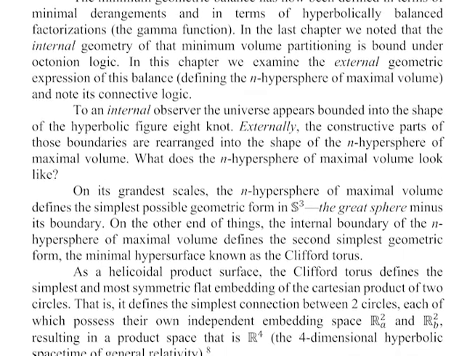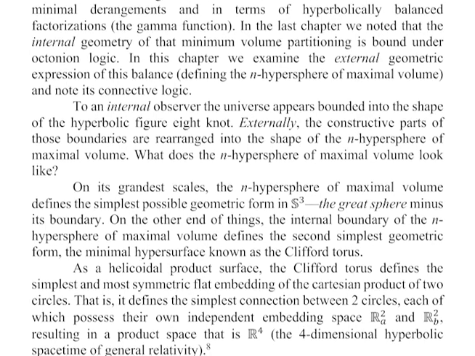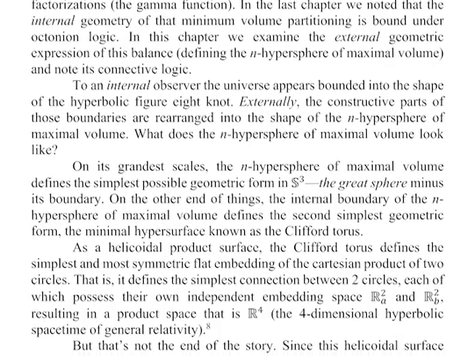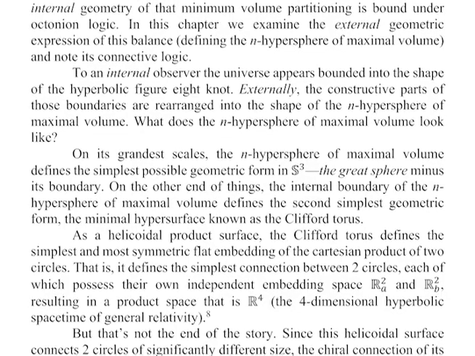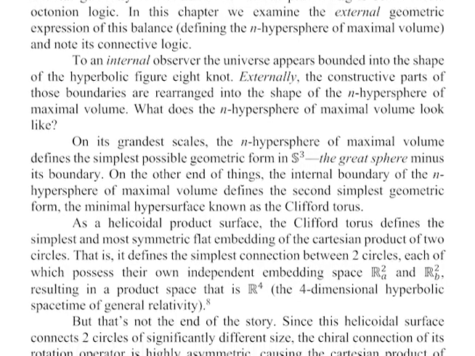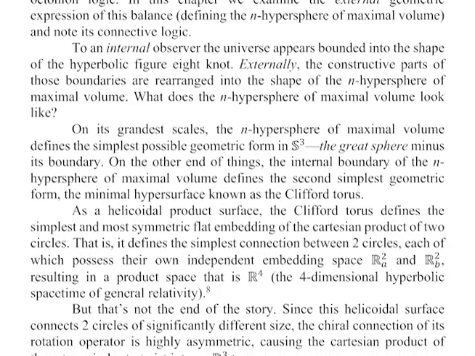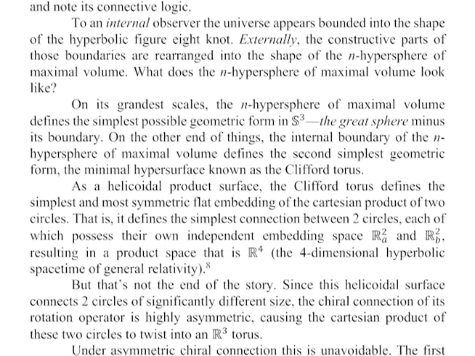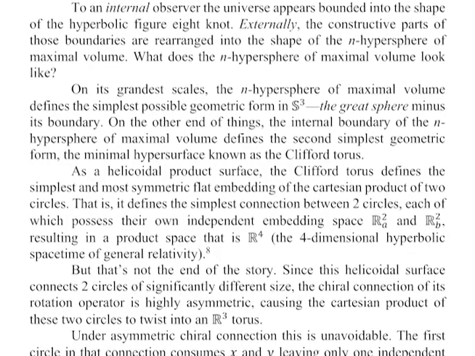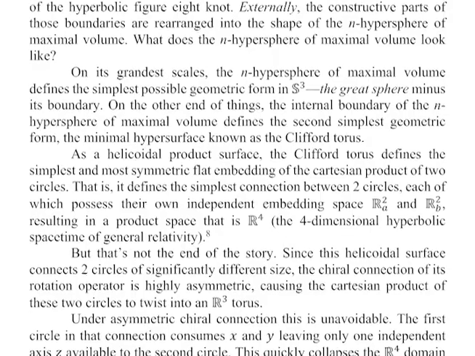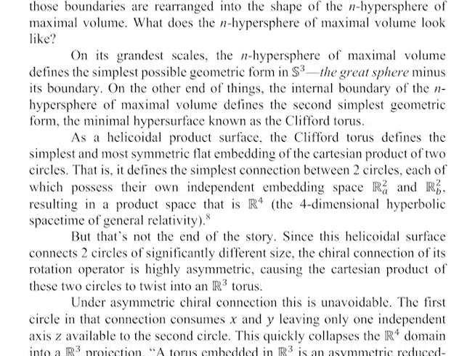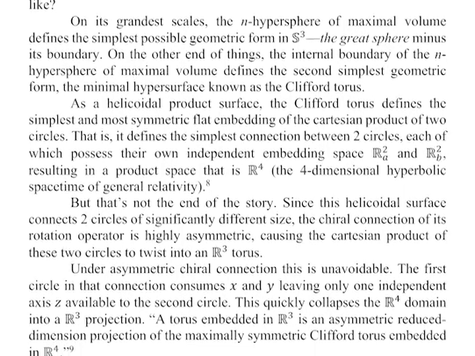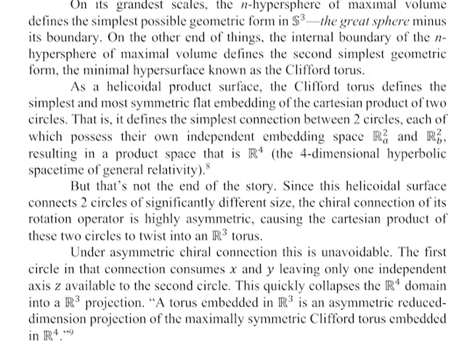On its grandest scales, the n-hypersphere of maximal volume defines the simplest possible geometric form in S3, the great sphere, minus its boundary. On the other end of things, the internal boundary of the n-hypersphere of maximal volume defines the second simplest geometric form, the minimal hypersurface known as the Clifford torus. As a helicoidal product surface, the Clifford torus defines the simplest and most symmetric flat embedding of the Cartesian product of two circles. That is, it defines the simplest connection between two circles, each of which possesses its own independent two-dimensional embedding space, resulting in a product space that's R4, the four-dimensional hyperbolic spacetime of general relativity.